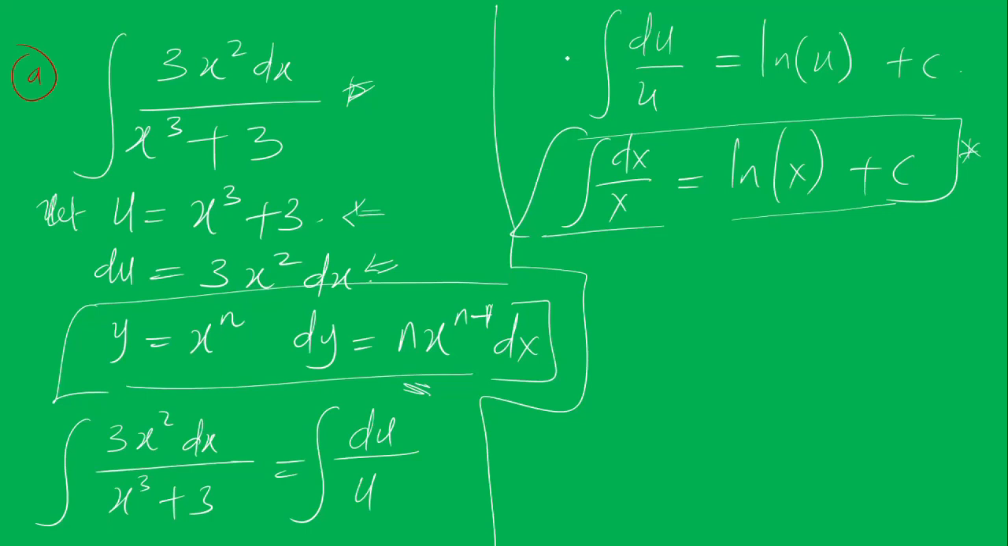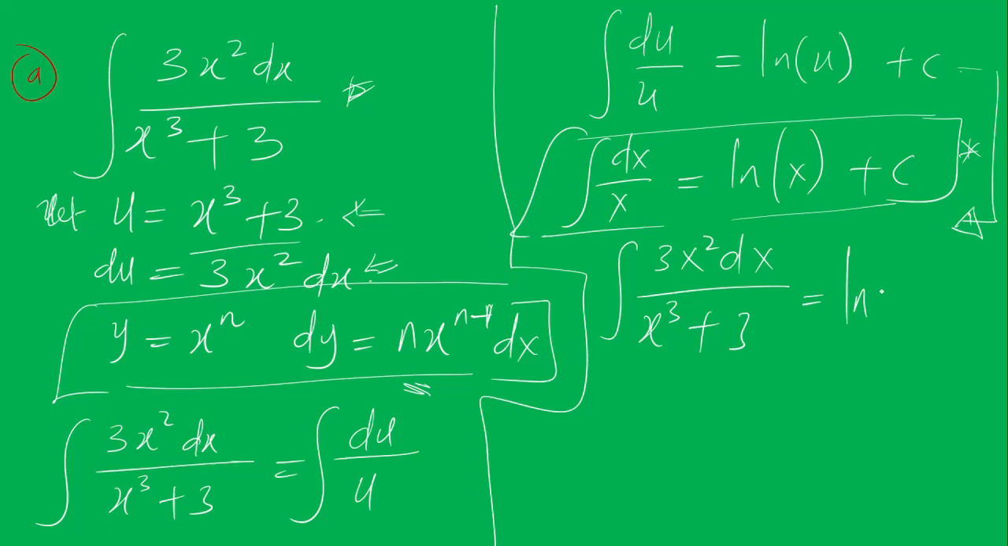So coming down, since u is equal to this, the integral of 3x squared dx divided by x to power 3 plus 3 will now be equal to natural log of (x to power 3 plus 3), plus c. So this is the final answer.